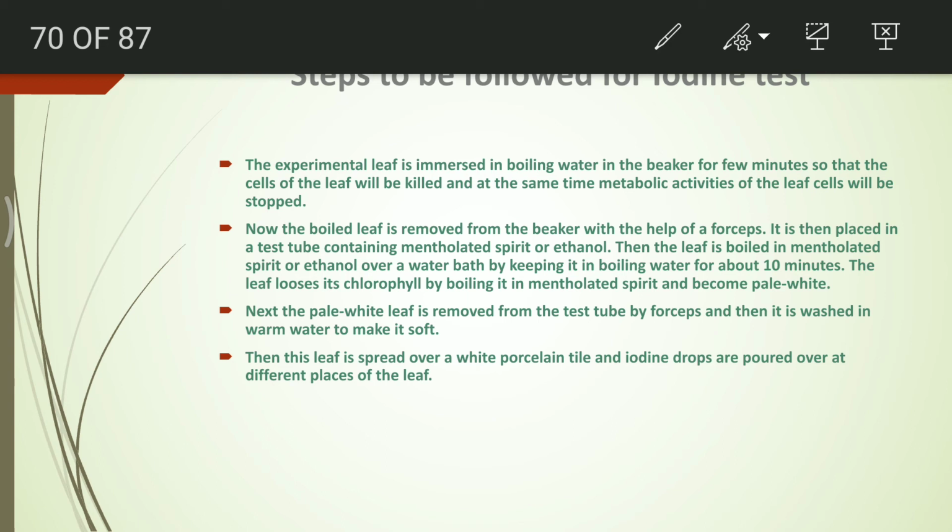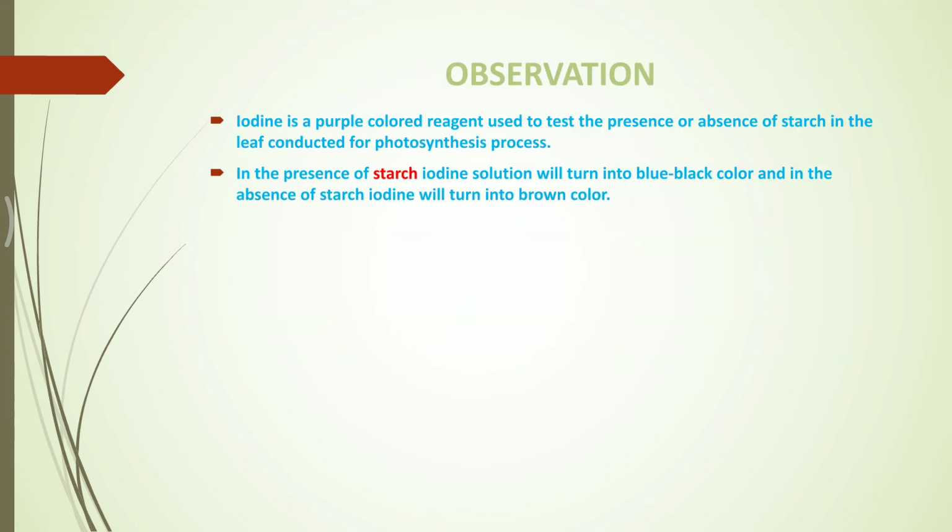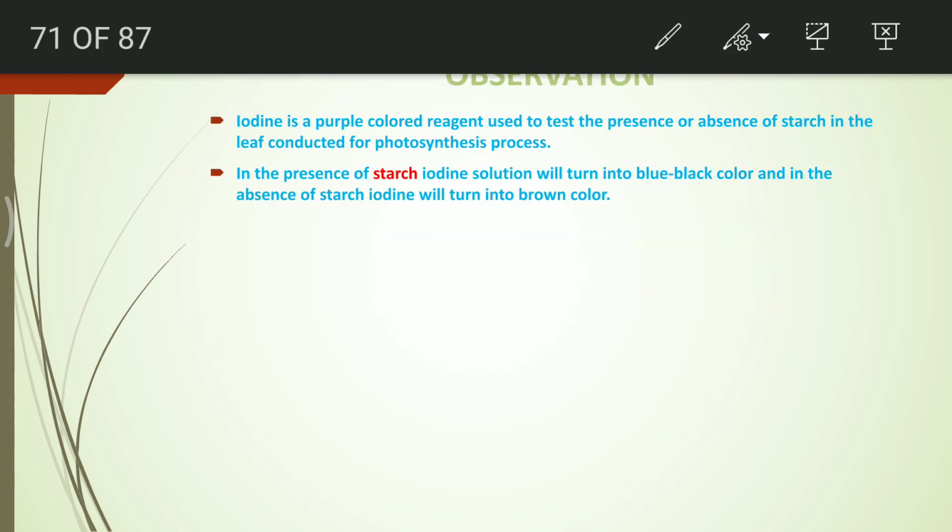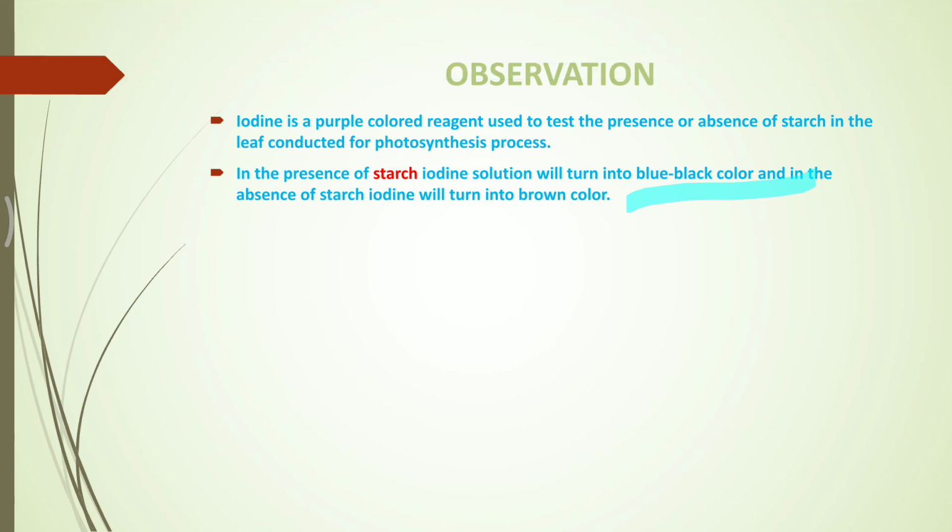And carbon dioxide plays a very important role in the process of photosynthesis. So that is our conclusion. Iodine is a purple colored reagent used to test the presence or absence of starch in the leaf conducted for the photosynthesis process. In the presence of starch, iodine solution will turn blue black, and in absence of starch it will turn brown.